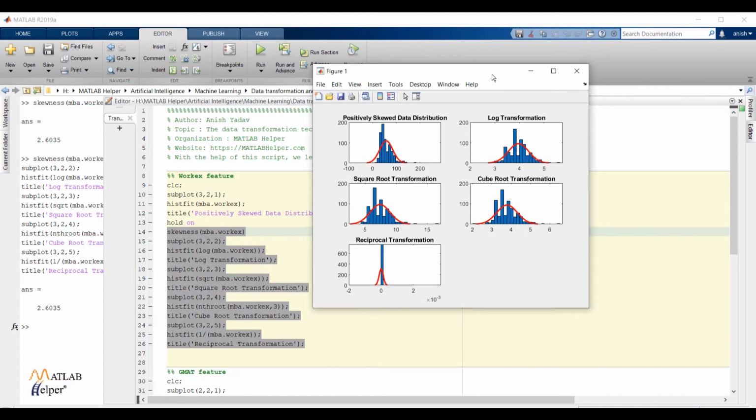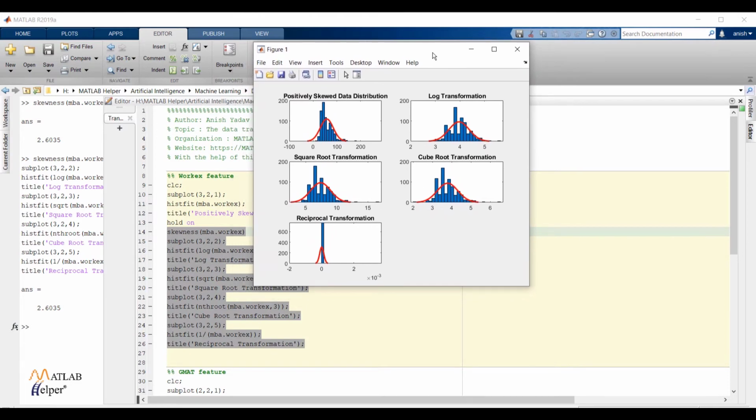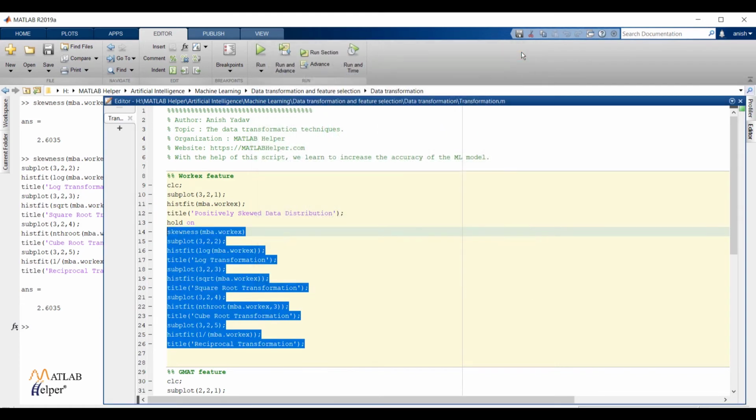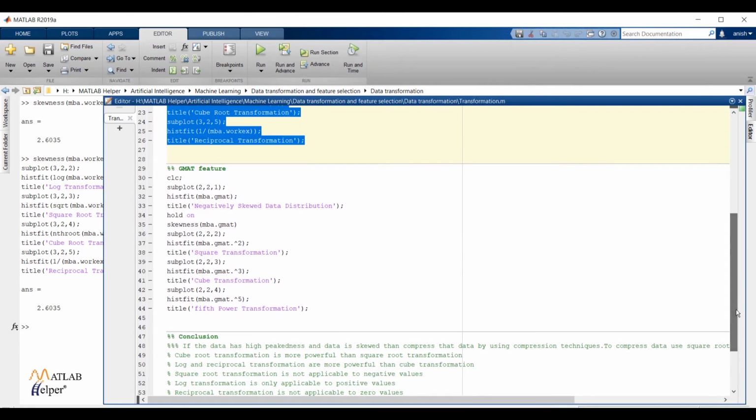Over here you can clearly see the difference between positively skewed data and the transformation techniques. You can conclude data is compressed, and for the Workex feature the cube root transformation is showing distribution close to normal distribution. And at the end we can say cube root transformation is good to go ahead for the modeling.